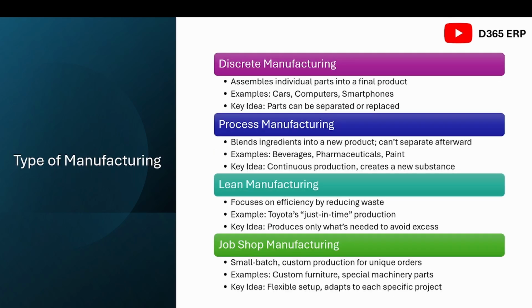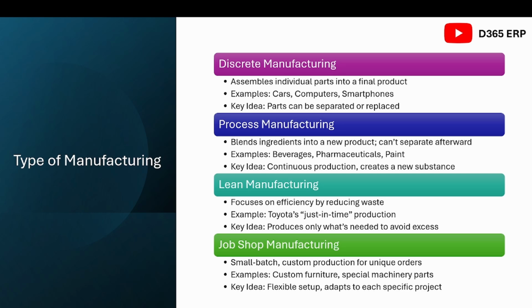So next we discuss the types of manufacturing. Here we discuss discrete manufacturing, process manufacturing, lean manufacturing, and we also cover job shop manufacturing. So let's start with the first, discrete manufacturing. Let's say you are building a car. You have got a frame, seats, an engine, tires, and all sorts of parts. Discrete manufacturing is just like that. It's all about putting together individual parts to create one finished good. Examples of discrete manufacturing are a car, a computer, and even a smartphone.